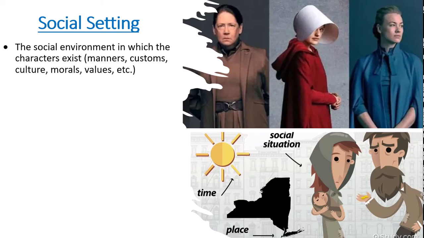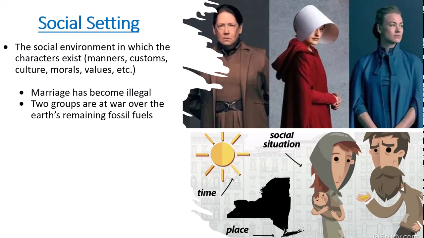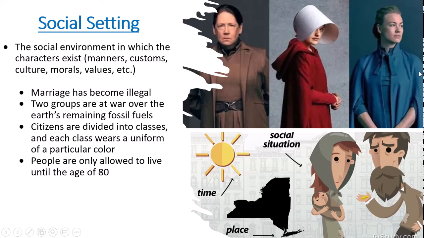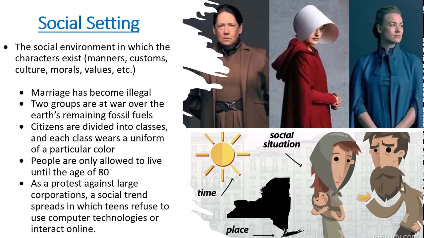What are the manners, the customs, the culture, the morals, the values, etc.? A place where marriage has become illegal. A place where two groups are at war over the Earth's remaining fossil fuels. The citizens are divided into classes where each person wears a different color. People are only allowed to live until the age of 80. That's very similar to the book Matched, or the book The Giver.